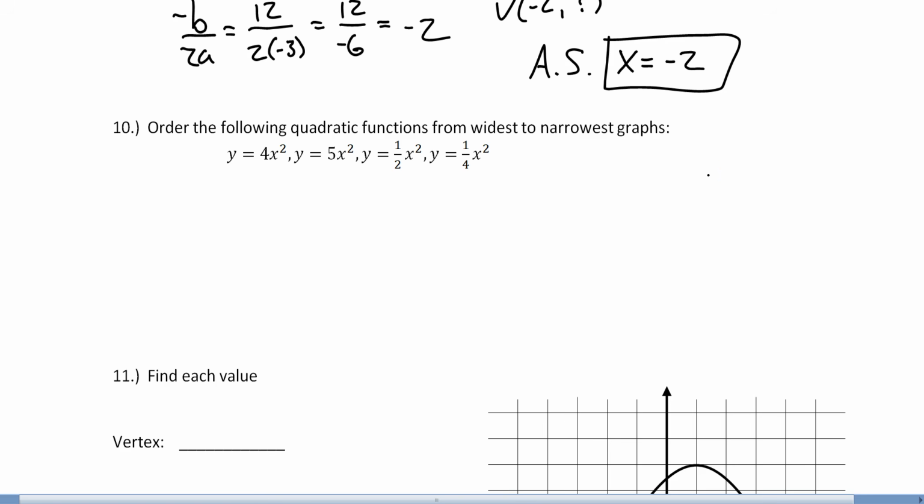The smaller the a value is, the wider the thing's going to be, because again, when I make the a value really small, I'm squishing this thing down, I'm making it shorter. And when I make it shorter, it naturally makes it wider. Okay? So the widest one is going to be the one with the smallest a value, which is the 1/4. The next widest is going to be the next smallest a value. And I just work my way up. Well, I guess I should put these as y equals, because I'm actually writing the whole equation, right?